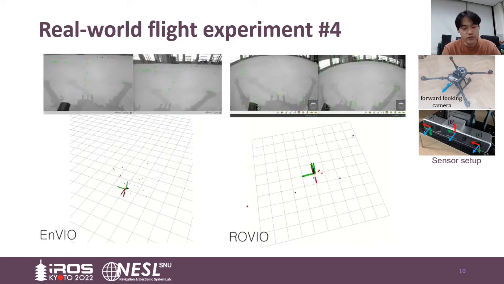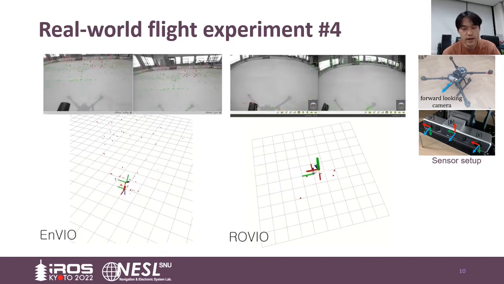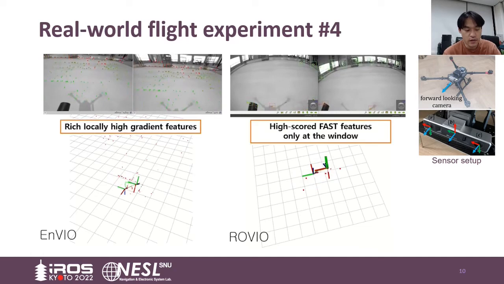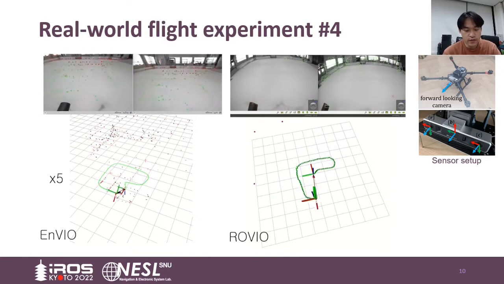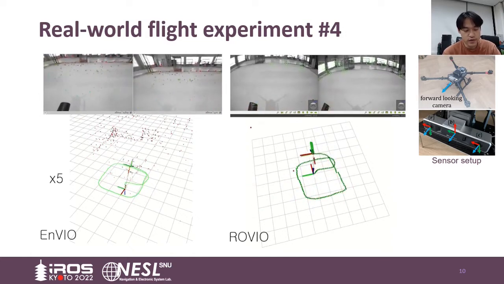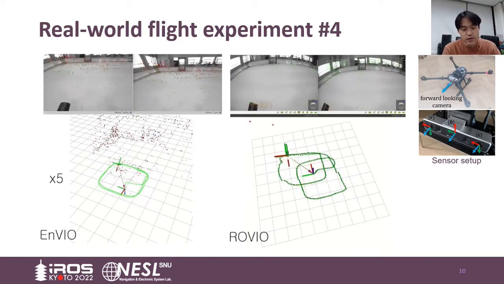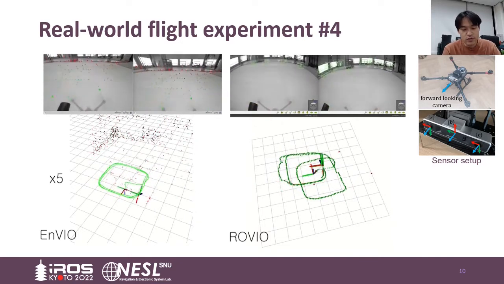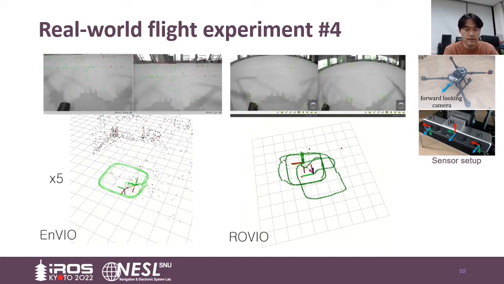This time, a drone was in autopilot, flying a rectangular trajectory. Again, ENVIO uses locally distinctive features on the floor, while robust VIO tries to select high-scored FAST corners that are mostly concentrated on windows. We can say that this feature selection strategy leads to moderate drift in ENVIO, but a large position drift in robust VIO.